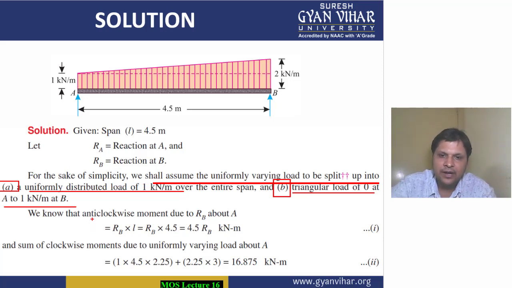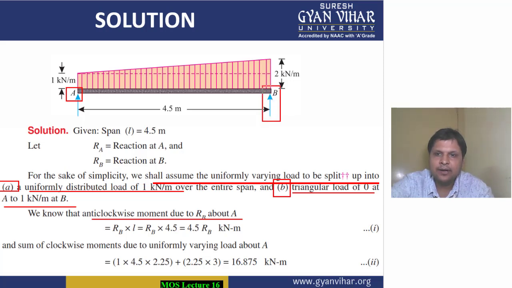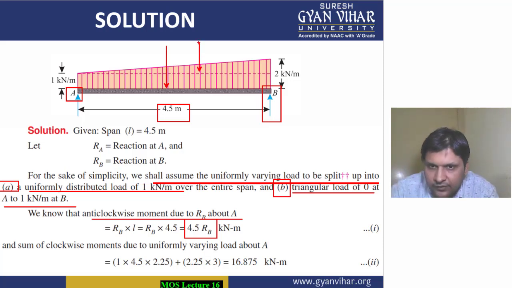And now if you have to calculate the anti-clockwise moment due to the RB end reaction, how will you calculate? About this point A, we are calculating the moment. So the anti-clockwise moment will only be developed by this force RB, and it will be equal to RB into its distance. It is 4.5 from A, so it is equal to 4.5 into RB. Now considering the clockwise moments, these will be developed by this UDL at the center plus the UVL at its center of gravity.